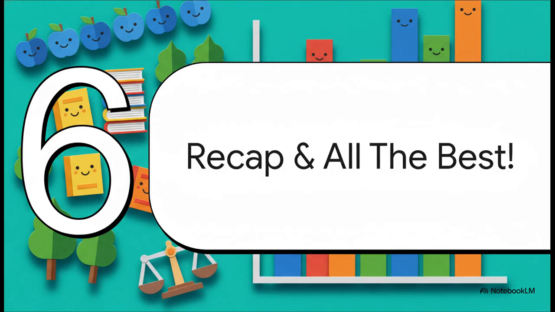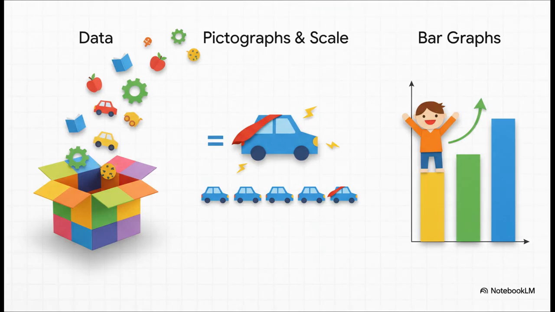And just like that, we are done. We have covered the entire chapter. You have learned everything you need to know to get full marks. So let's just do a super quick recap, and then you'll be all set. So what did we learn today? Let's remember. Number 1, data is just a simple word for information. Number 2, pictographs use pretty pictures and their superpower is the scale. Always check the scale. And number 3, bar graphs use tall bars to compare things, and the only rule you need to know is taller is bigger. That's it. Full chapter, done and dusted.